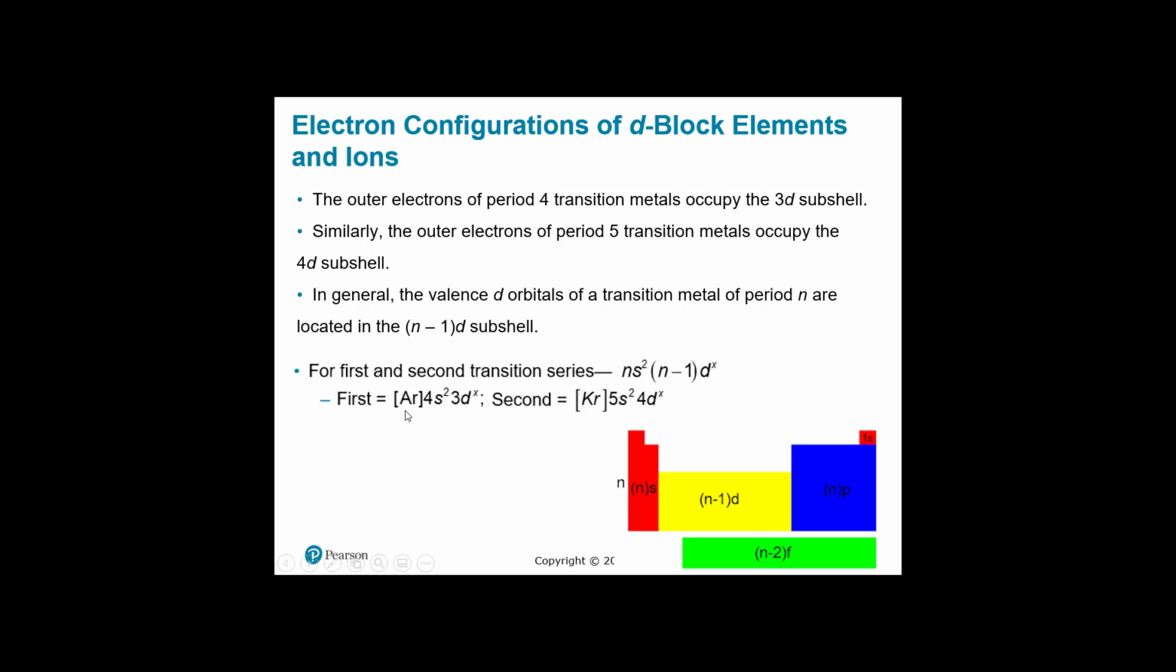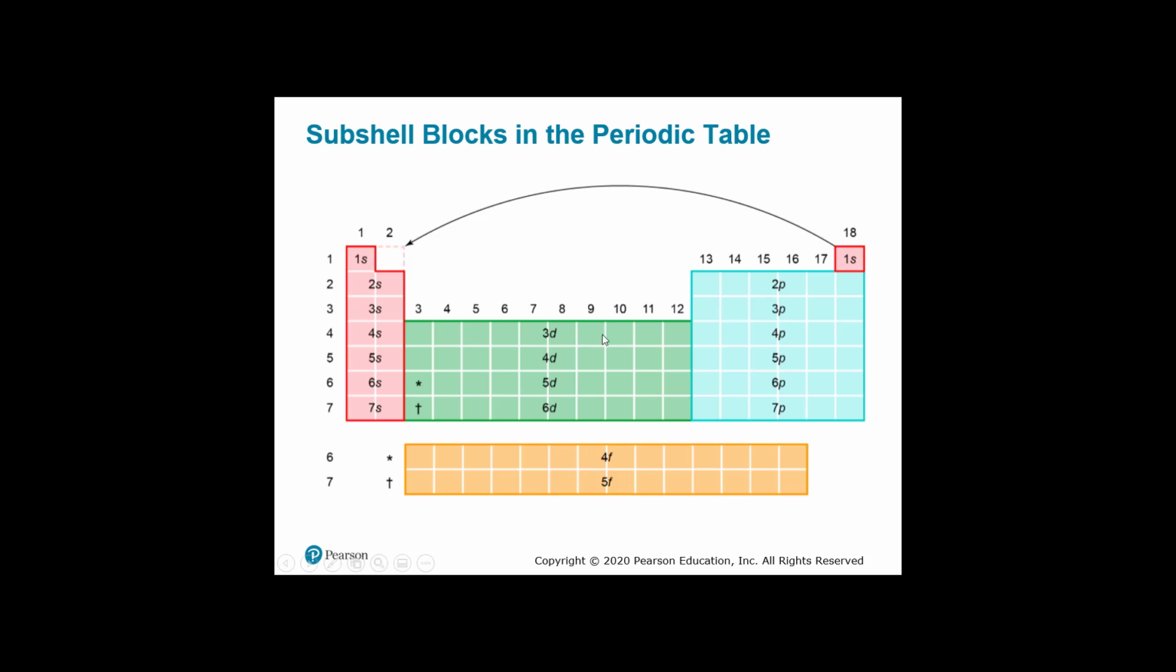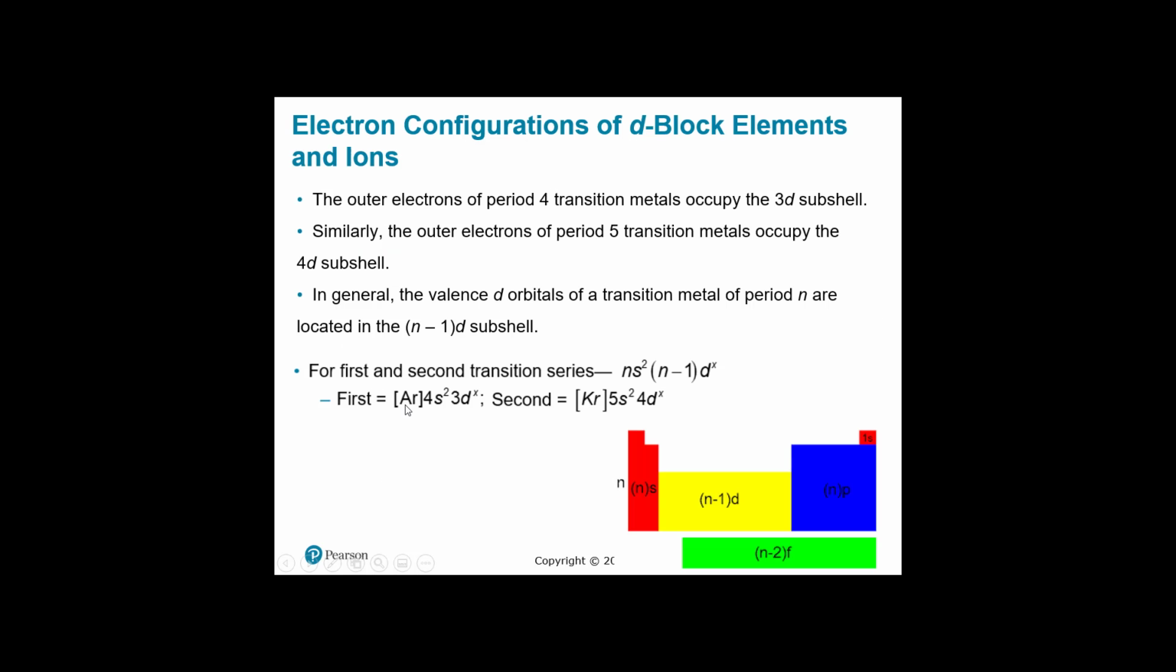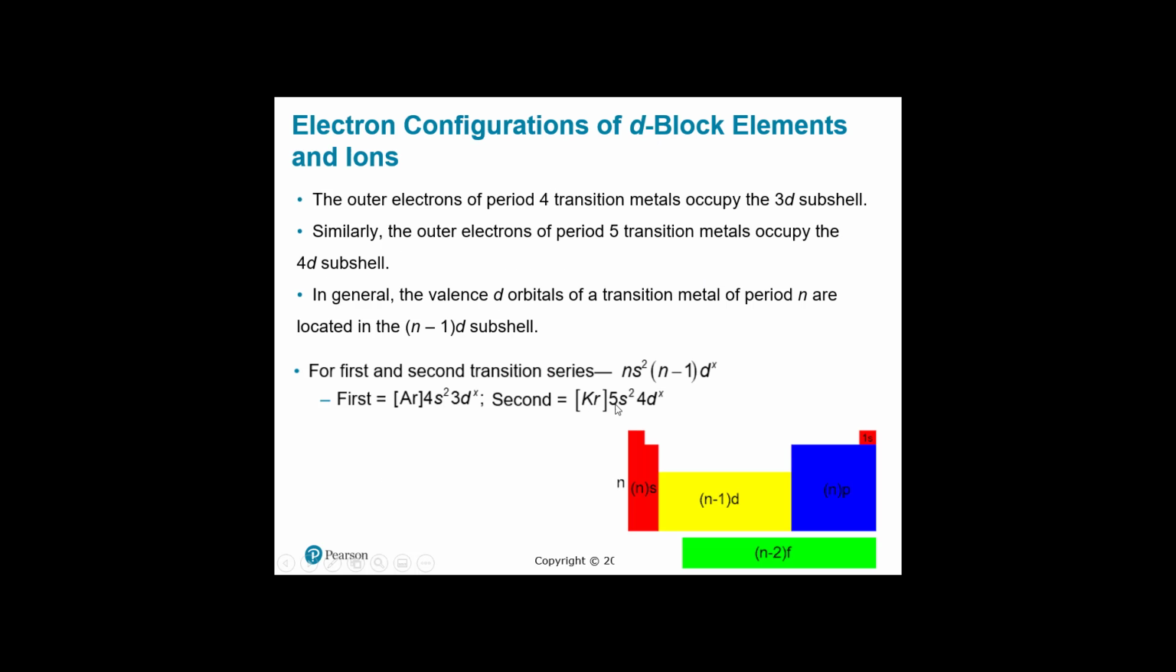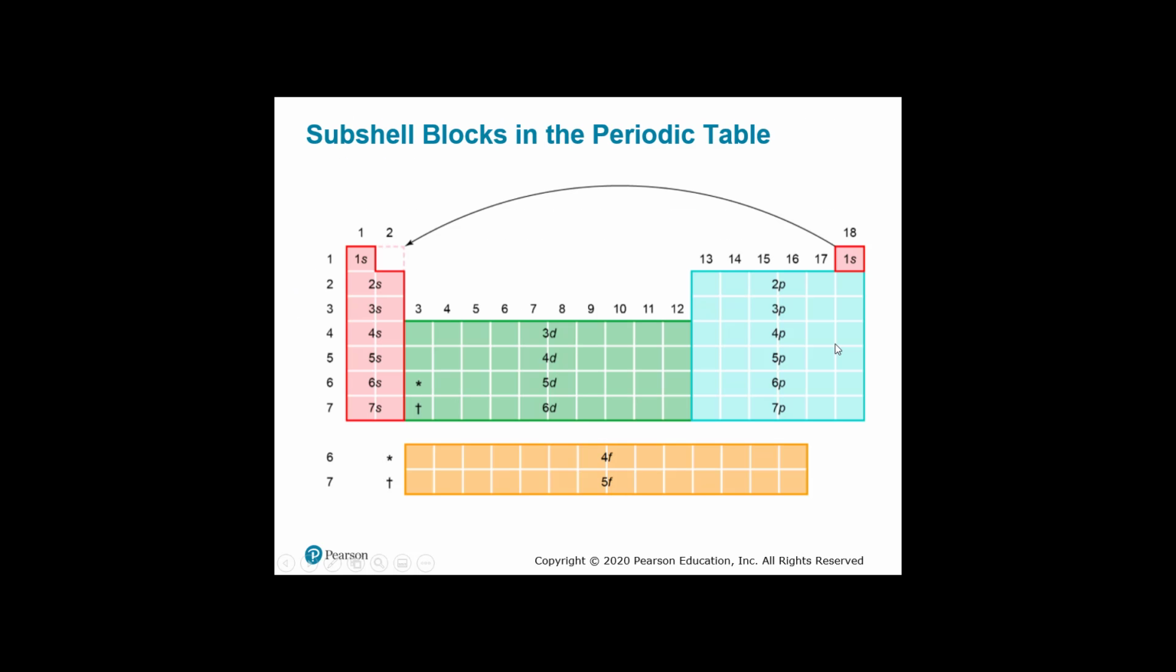So if we look at something with an argon 4s3d, that's a 4s, and then it goes into this here, and it does the abbreviation for the noble gas. That's what the argon is that you see here. And then if we look at another one, we see a 5s, that means krypton would be this here, and then it's 5s and 4d.